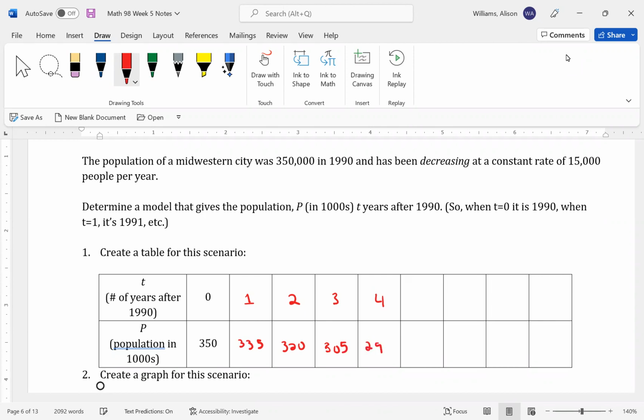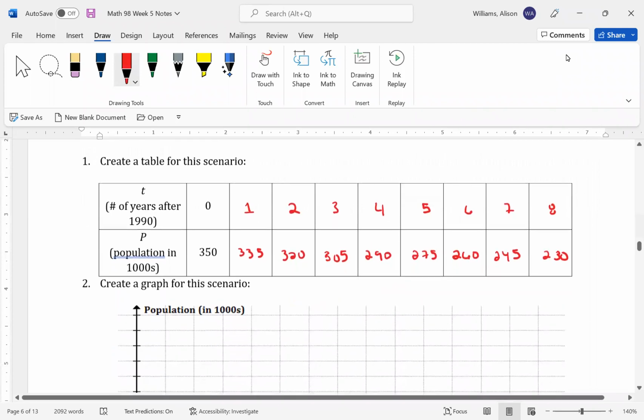So that's going to be 290. And then subtracting 15 again is going to be 275, 260. That'll be 245. And in an 8-year mark, it's going to hit 230,000. So 1998, it'll be 230,000. So they ask us to graph this.